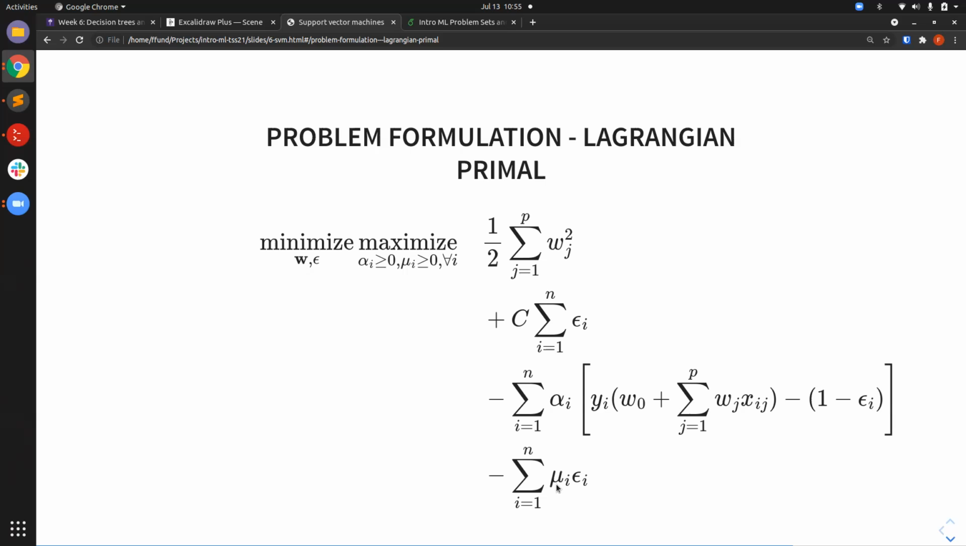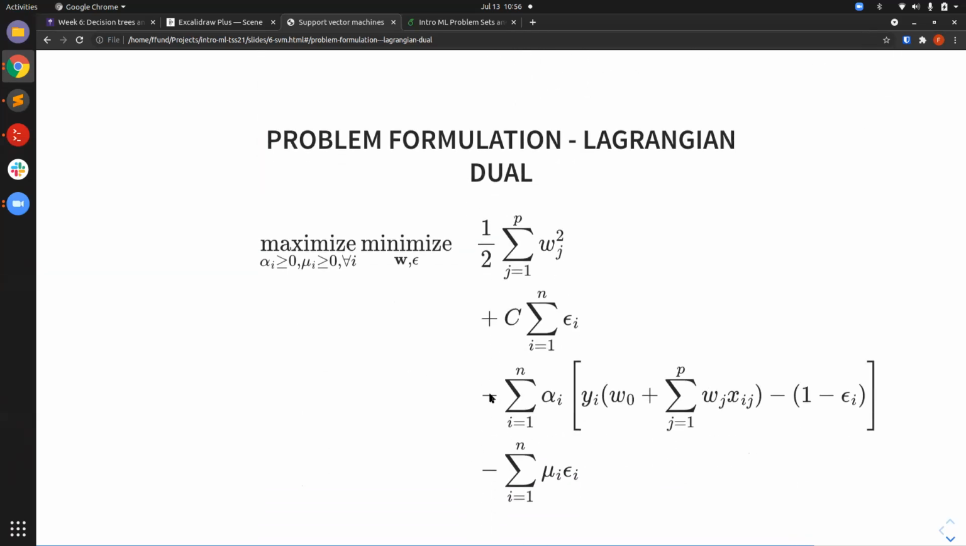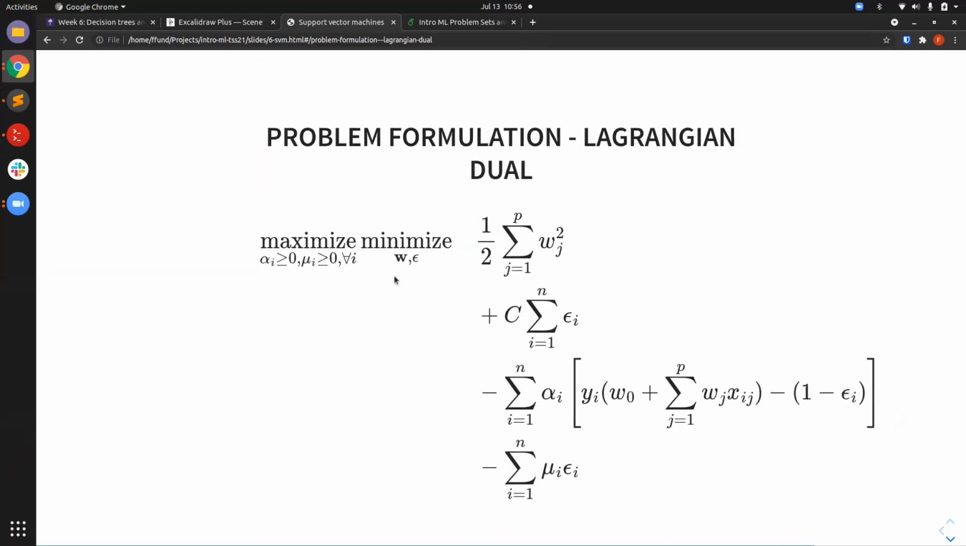Now we're going to make another slight change. So we said this problem has strong duality, so we can alternatively solve the dual problem, which is the same thing, just switching the order of the min and the max. Now, it turns out that the dual problem is not too difficult to solve.